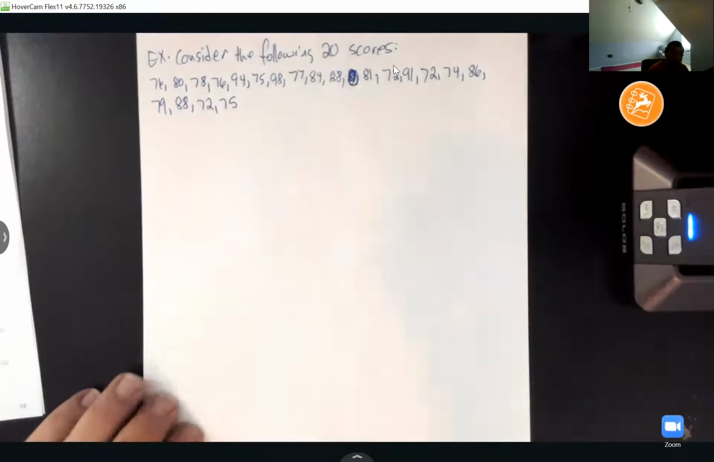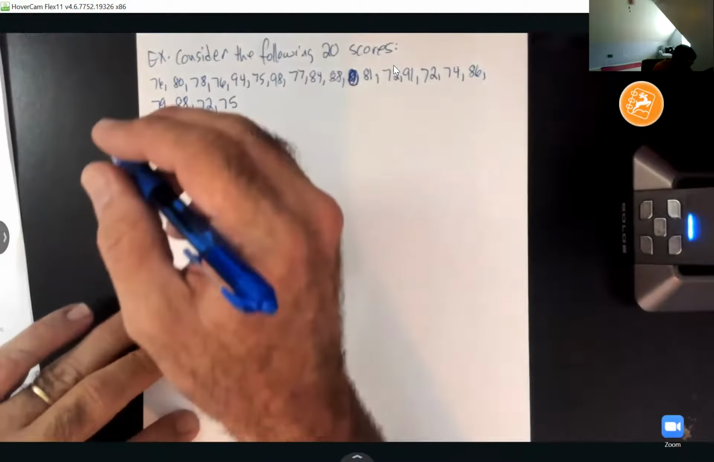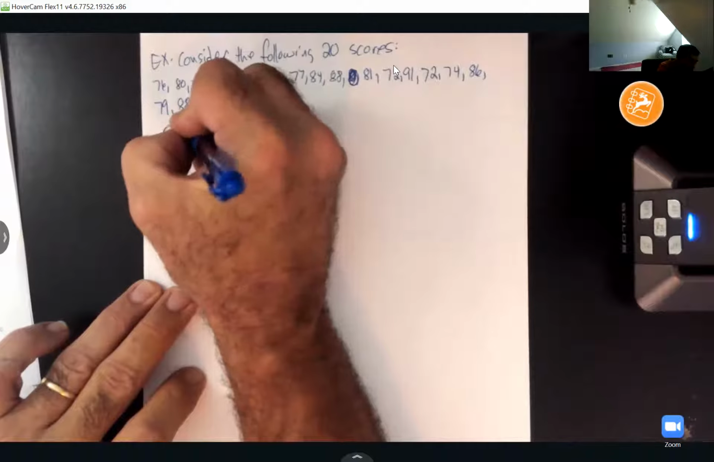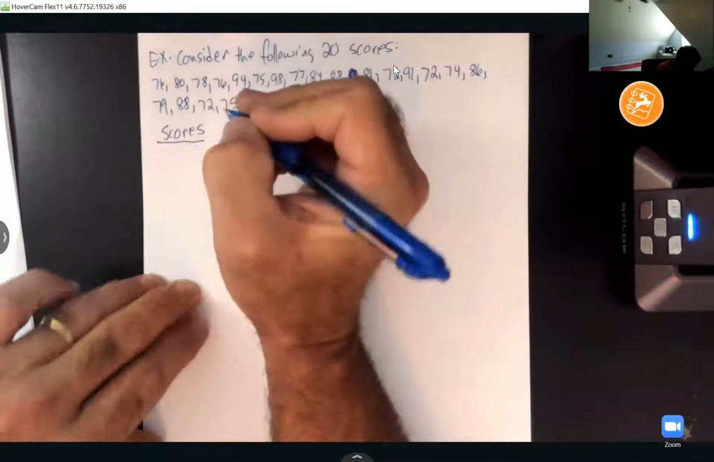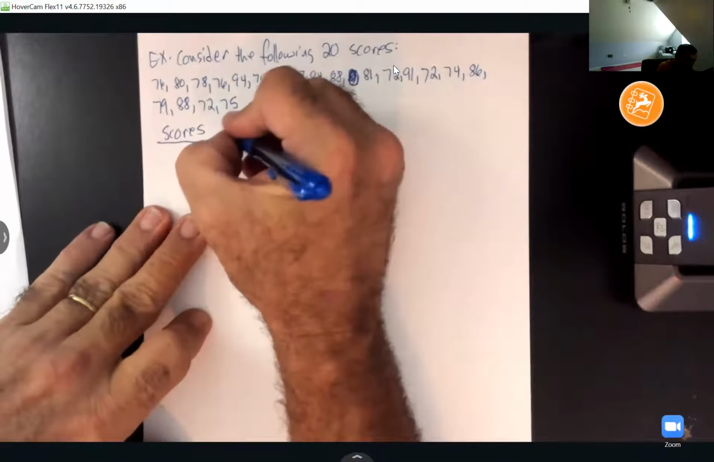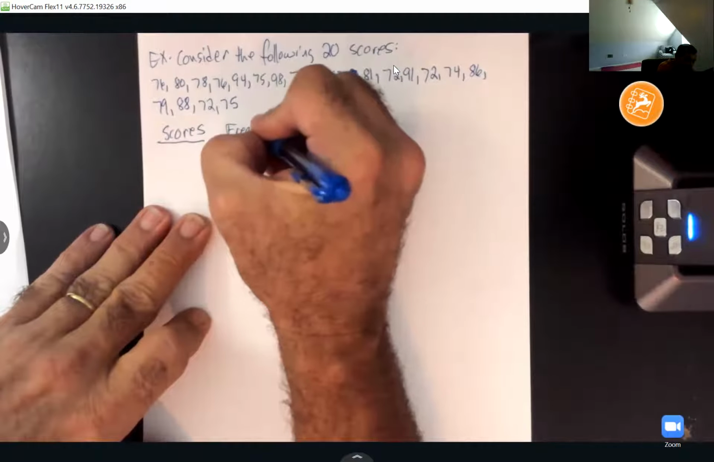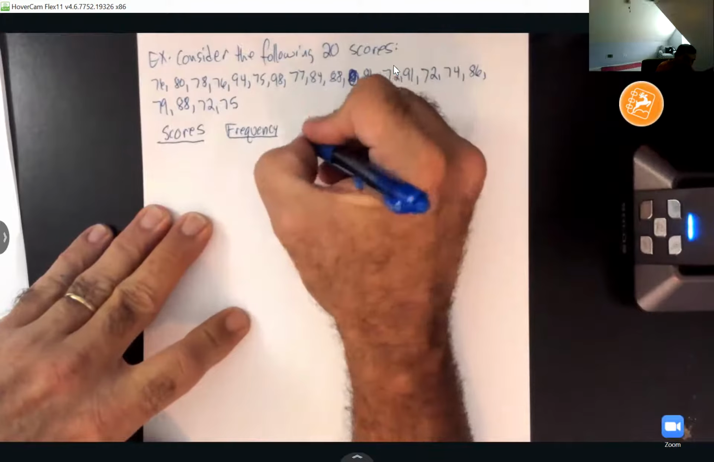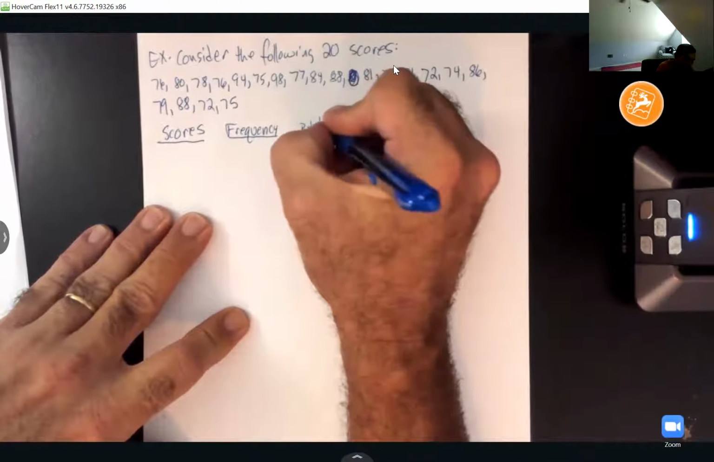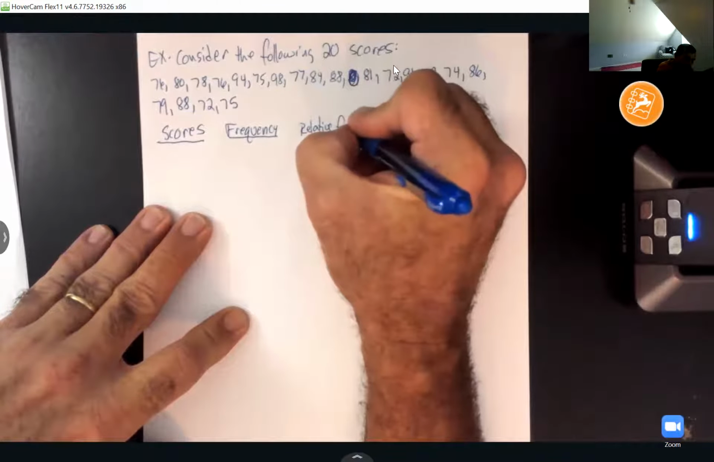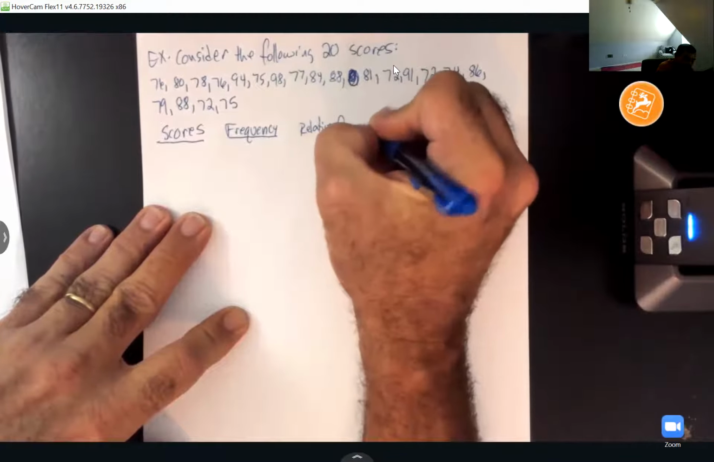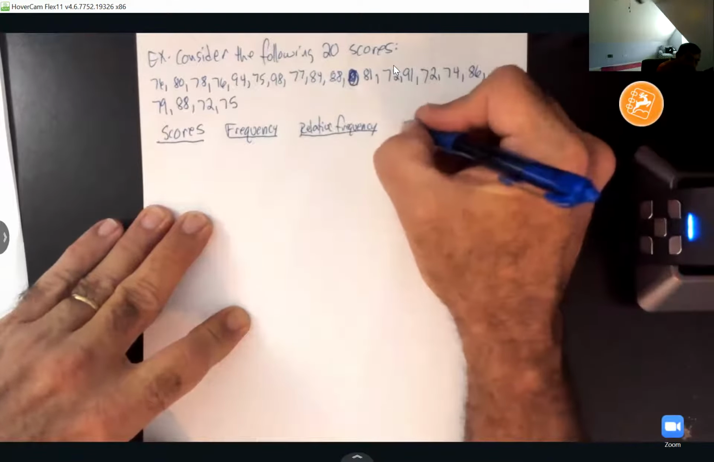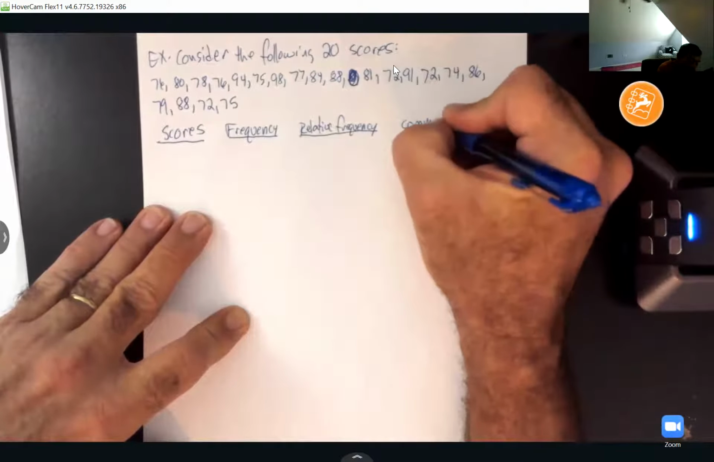So we're going to make our frequency table. So our first column is going to be the scores. Second column will be frequency. Third column will be our relative frequency. And then the last column will be our cumulative frequency.